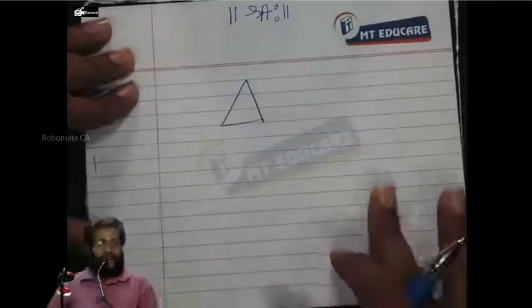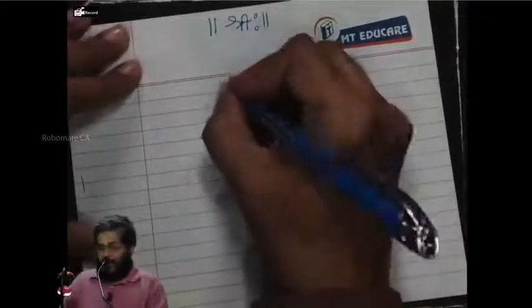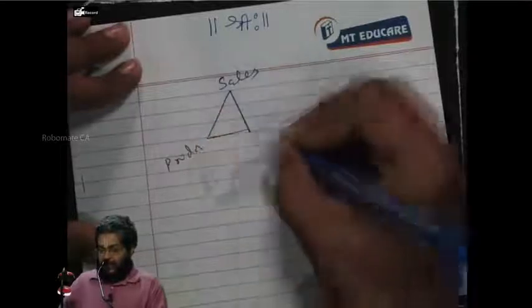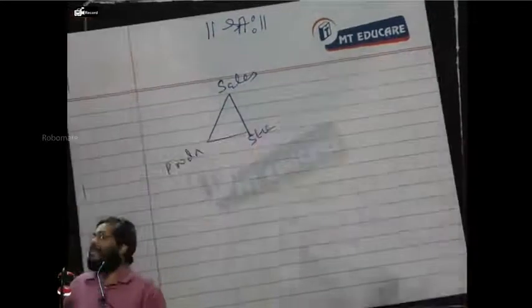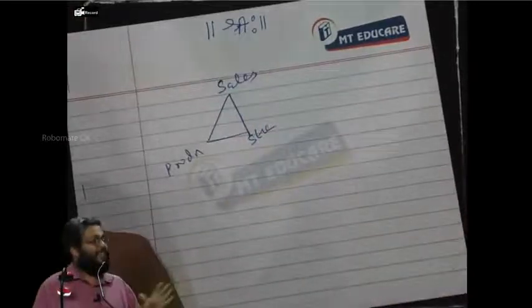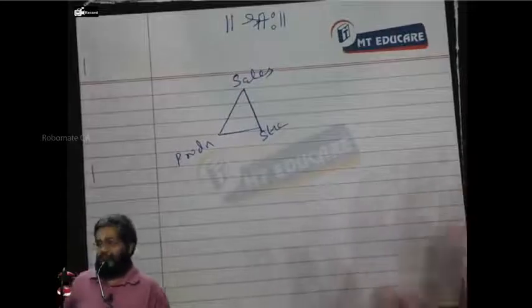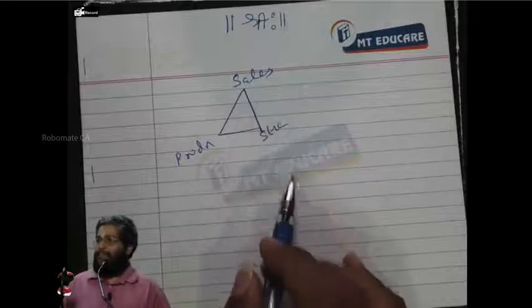There is a triangle which are very much interrelated. One is sales, another is production, and the third is what? Stock. Volume has only these three things: sales, production, and then stock. I produce, then I'll be selling, and I'll be having stock.